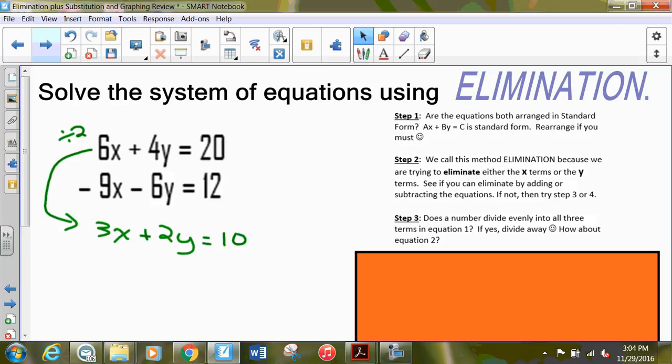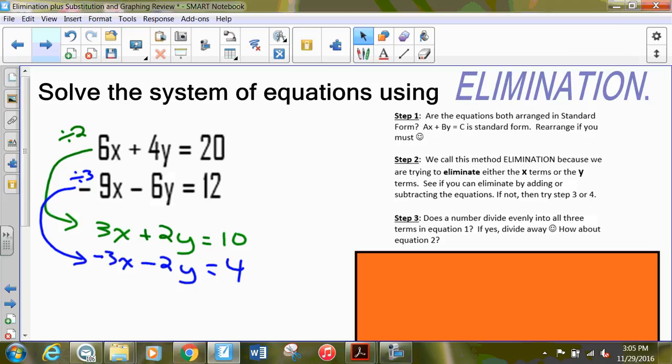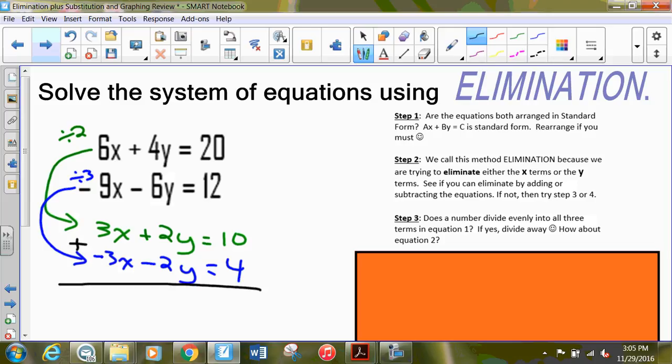And then I'm going to look at this, and I know that 3 goes into every single one of these terms. So I'm going to rewrite it as negative 3x minus 2y. Oh my goodness, another one of these. And I can see that I can add them, and all sorts of things are going to cancel out, aren't they? 3x minus 3x, gone. 2y minus 2y, gone.